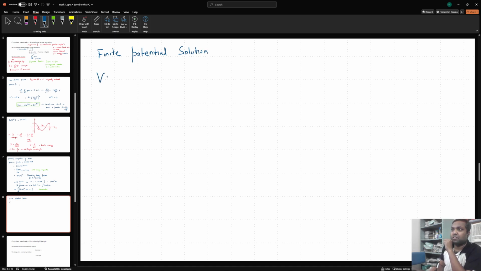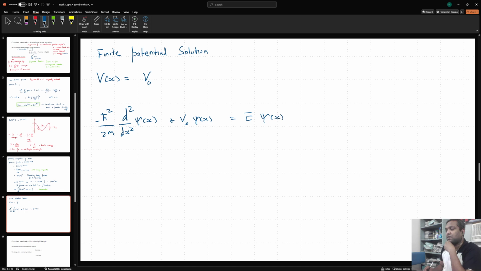So what is the finite potential case? I am assuming V of x is equal to some quantity V naught everywhere in space. So I have a finite potential value everywhere in a one-dimensional space. So then what happens to my Schrodinger equation? I will initially start with this situation. Not to forget, plus V naught psi of x equal to E psi of x. This is the equation I need to solve.